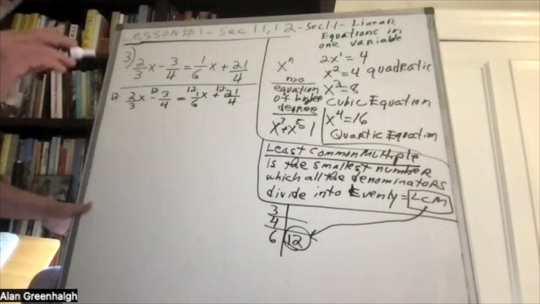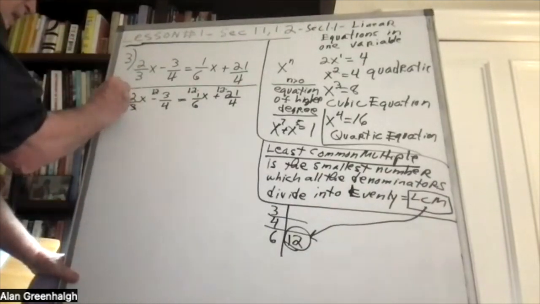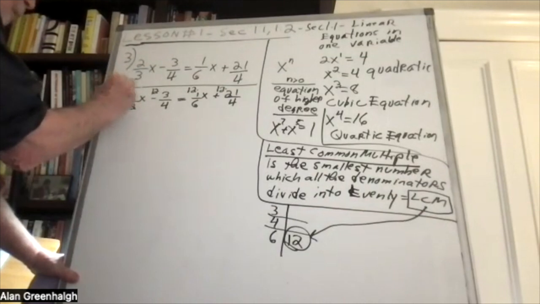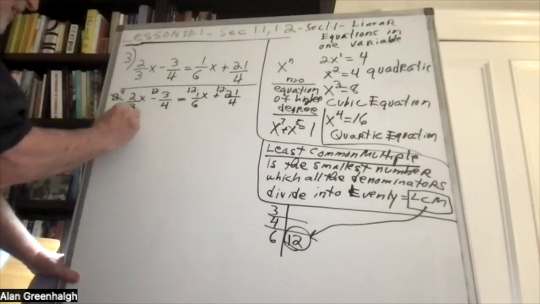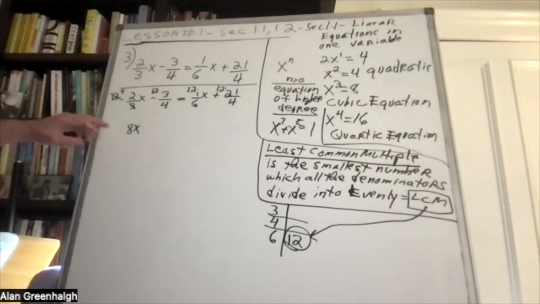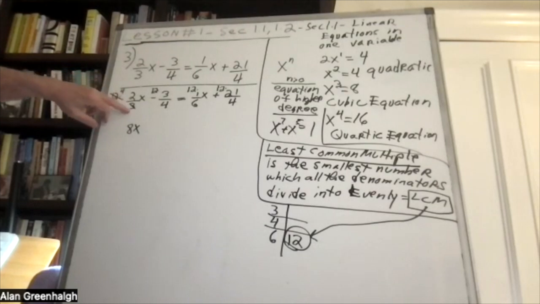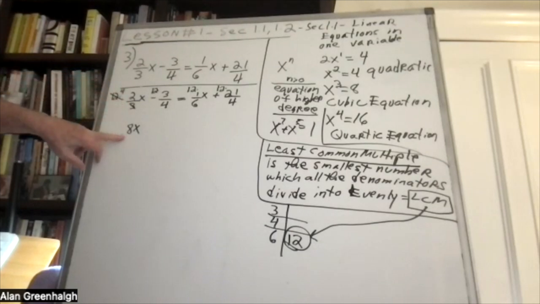Now, watch this very carefully. 3 into 12 is 4. 4 times 2x is 8x. Now, to check yourself, you could have multiplied 12 times 2x and gotten 24x, and then divided by 3 and gotten 8x.